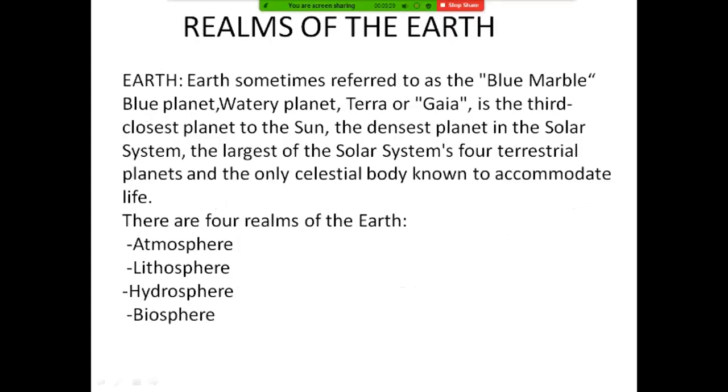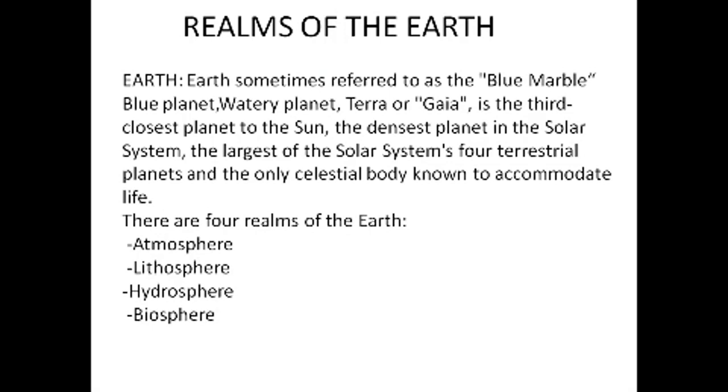Now, what are the realms of the earth that we are going to learn about? The earth is sometimes referred to as the blue marble, the blue planet, the watery planet, Terra or Gaia. Why am I saying blue marble? When you observe the globe, you see the major part of the globe is covered with blue color. That's why it is called the blue marble, the blue planet or the watery planet. And this is the third closest planet to the sun, the densest planet in the solar system, and the largest of the solar system's four terrestrial planets.